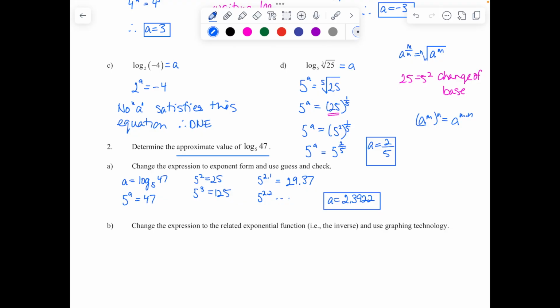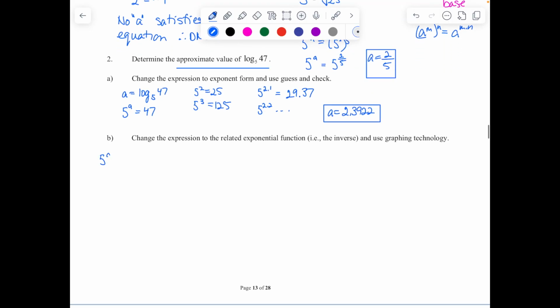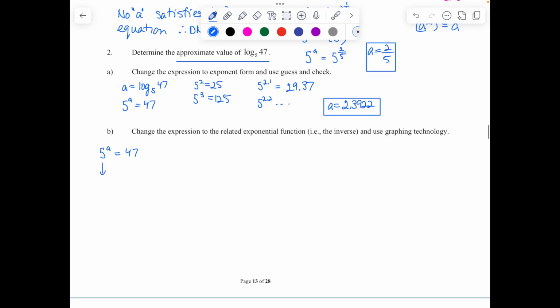We can use our calculator in a minute, but right now, I want us to do it a different way. I want us to change the expression to the related exponential form, i.e. the inverse, and then use graphing technology. So we're still going to start with 5 to the power of a equals 47. But what I want to do is graph what we're calling the related exponential. So I want us to graph y equals 5 to the exponent x. And then I want to set that equal to y equals 47. And I want to see where they intersect.